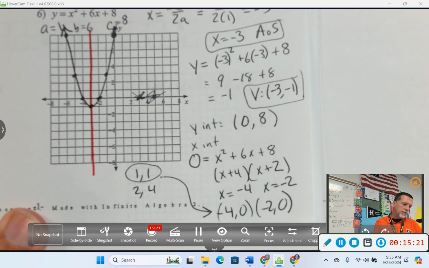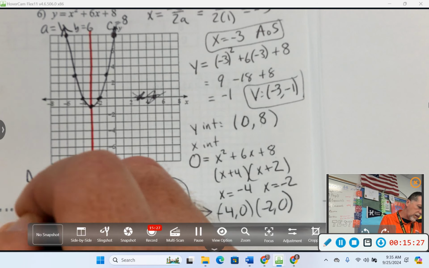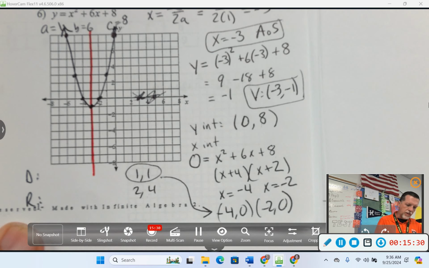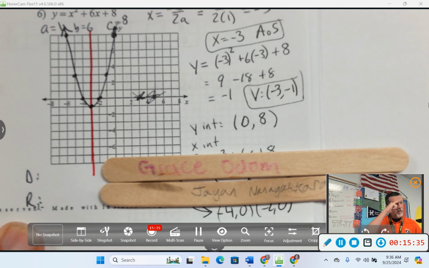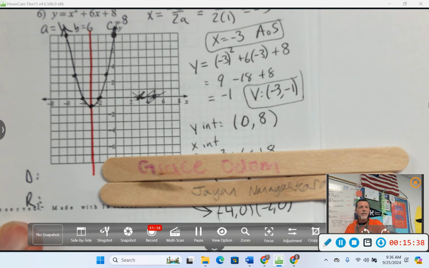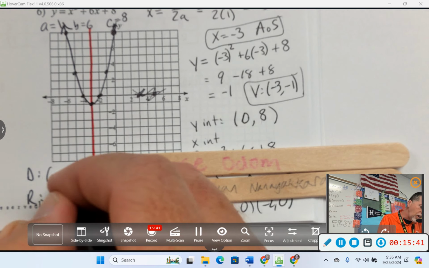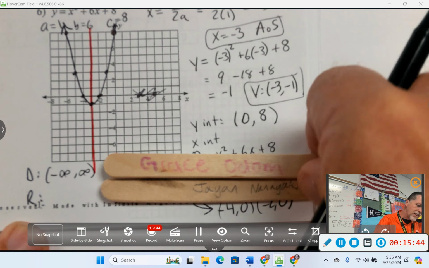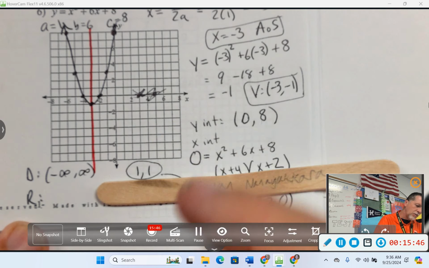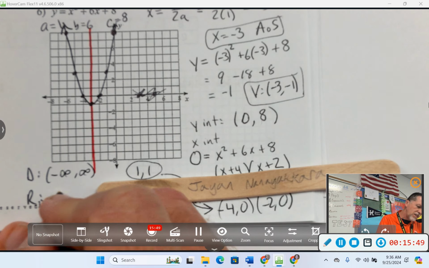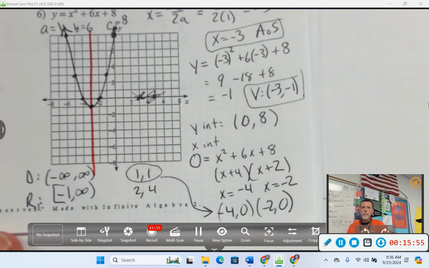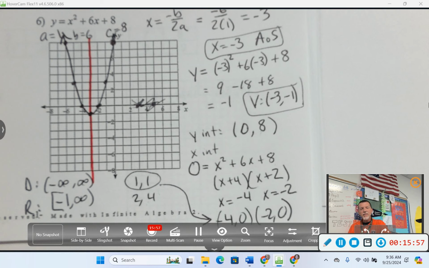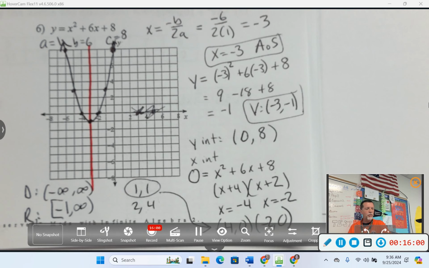There's my picture. Let's see, domain and range. I can definitely call people for domain and range. Grace, how about the domain? Always, yep. Giant, how about the range? Good. -1 to infinity. So, lots of pieces, but again, they sort of self-check as you go.